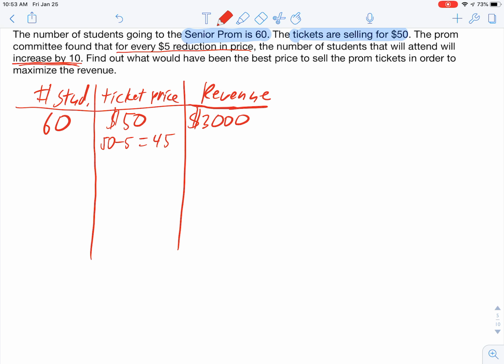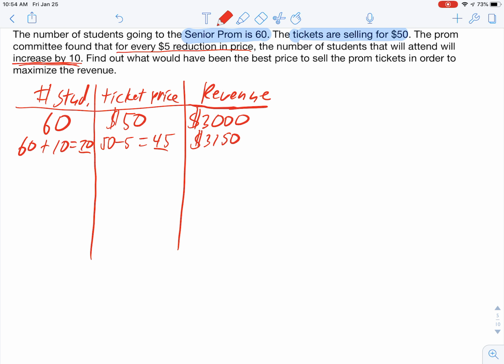But they figured that 10 more kids will buy tickets. So the number of students will be 60 plus 10, which is 70. And so now our revenue will be 70 times 45, which is 3,150. And so we got more money, so that seems like a good idea.